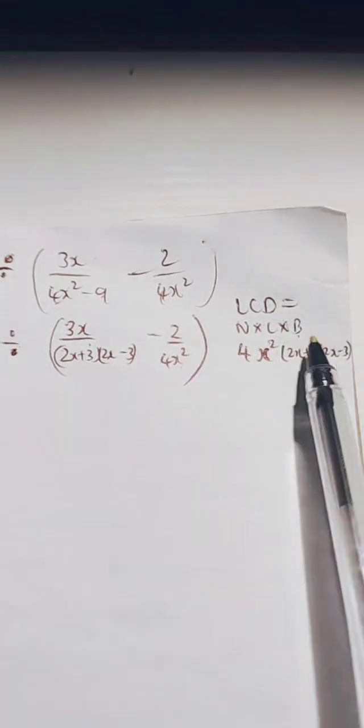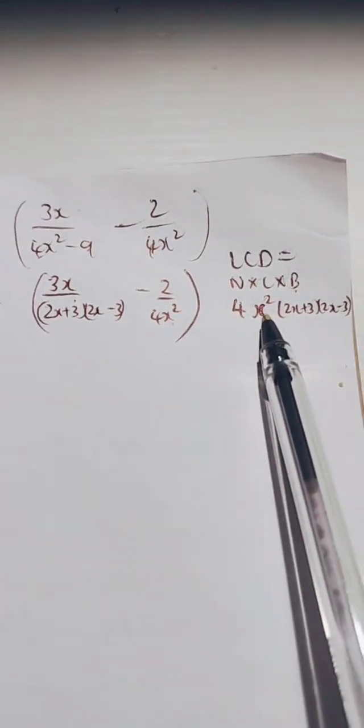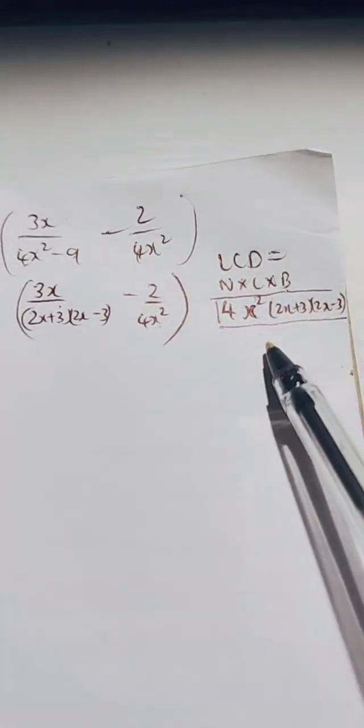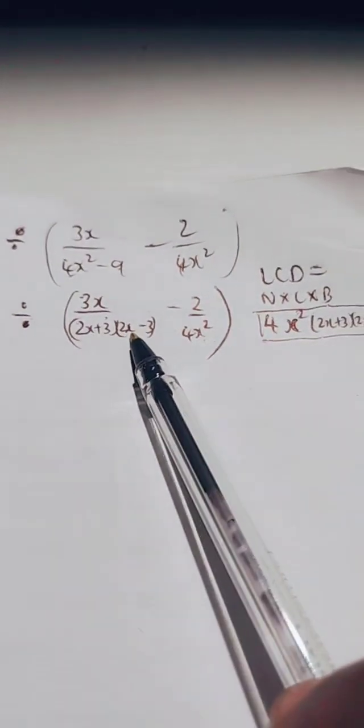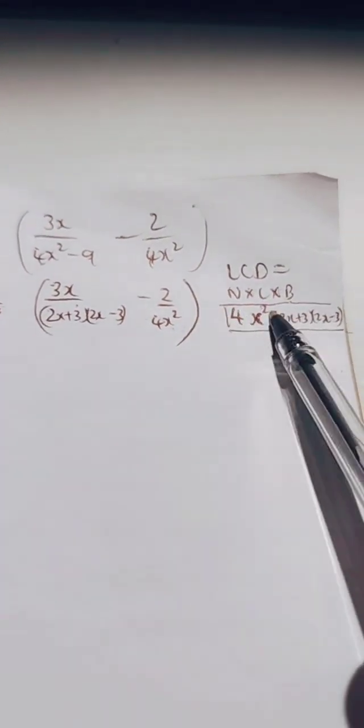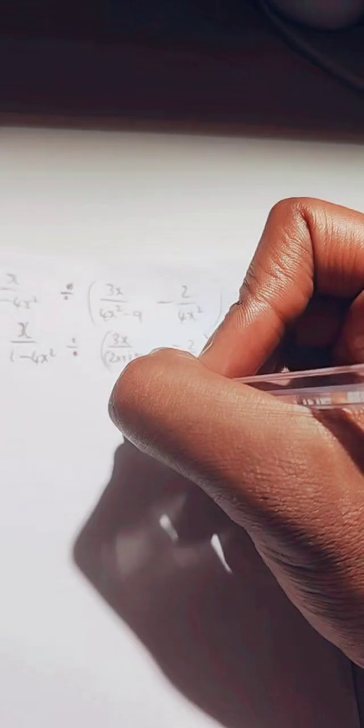Okay, so our LCD is 4x squared into 2x plus 3 into 2x minus 3. That is the LCD. Then we are going to make sure that both of these denominators have this LCD formed. If we look at the LCD and compare it with this denominator for this fraction, we have the 2 brackets. What are we missing? We are missing the 4x squared. So we need to multiply this denominator with 4x squared. Okay, 4x squared is missing.